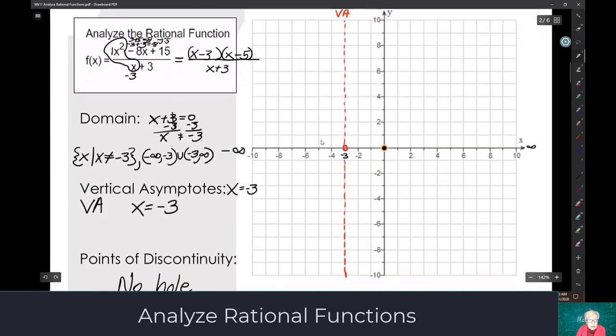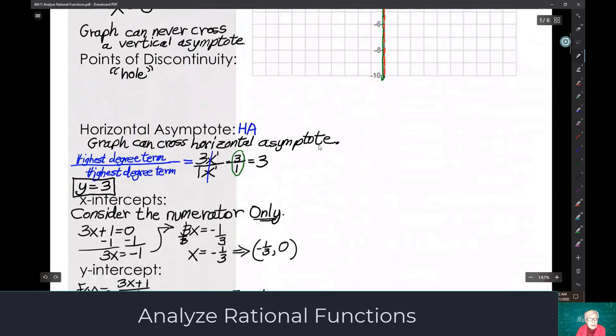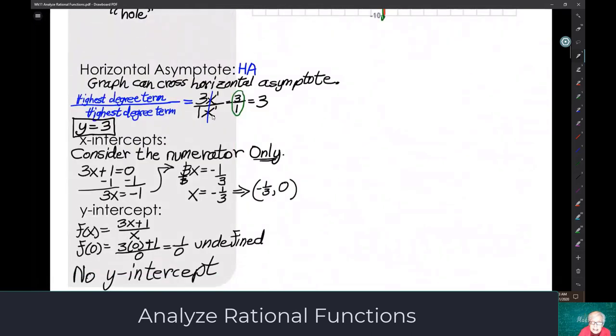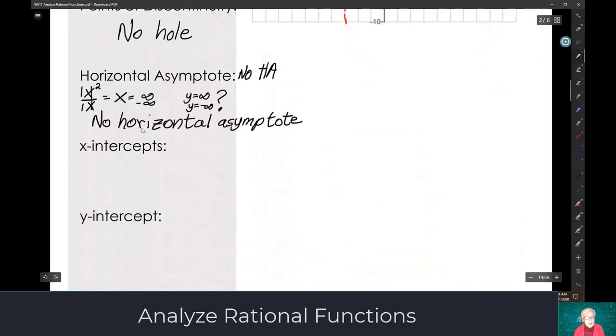Notice here, up here, the x's cancel out, so they will not be getting large to positive infinity or very, very small to negative infinity. That's not going to happen. They won't have the opportunity because the x is canceled. That's why you're left with 3 over 1, which is 3. But here they don't cancel. So you're going to be left with an infinity or a negative infinity? Huh? Can't happen. So no horizontal asymptote. And that's why.